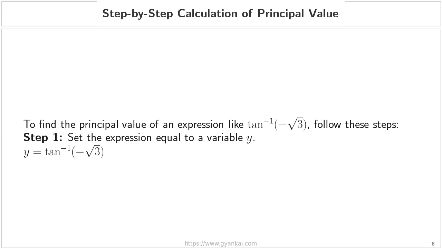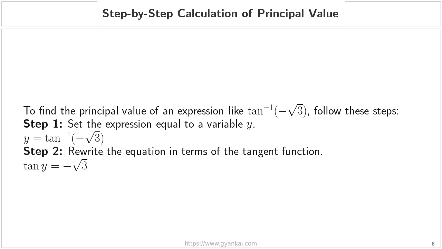First, in step 1, we begin by setting the entire expression equal to a variable. Let's call it y. So we write y equals inverse tangent of negative square root of 3. This simply gives us a target value to solve for. Moving to step 2, we need to rewrite this in terms of the original tangent function to make it easier to handle. By the definition of inverse functions we discussed earlier, we can rewrite this as tangent of y equals negative square root of 3.